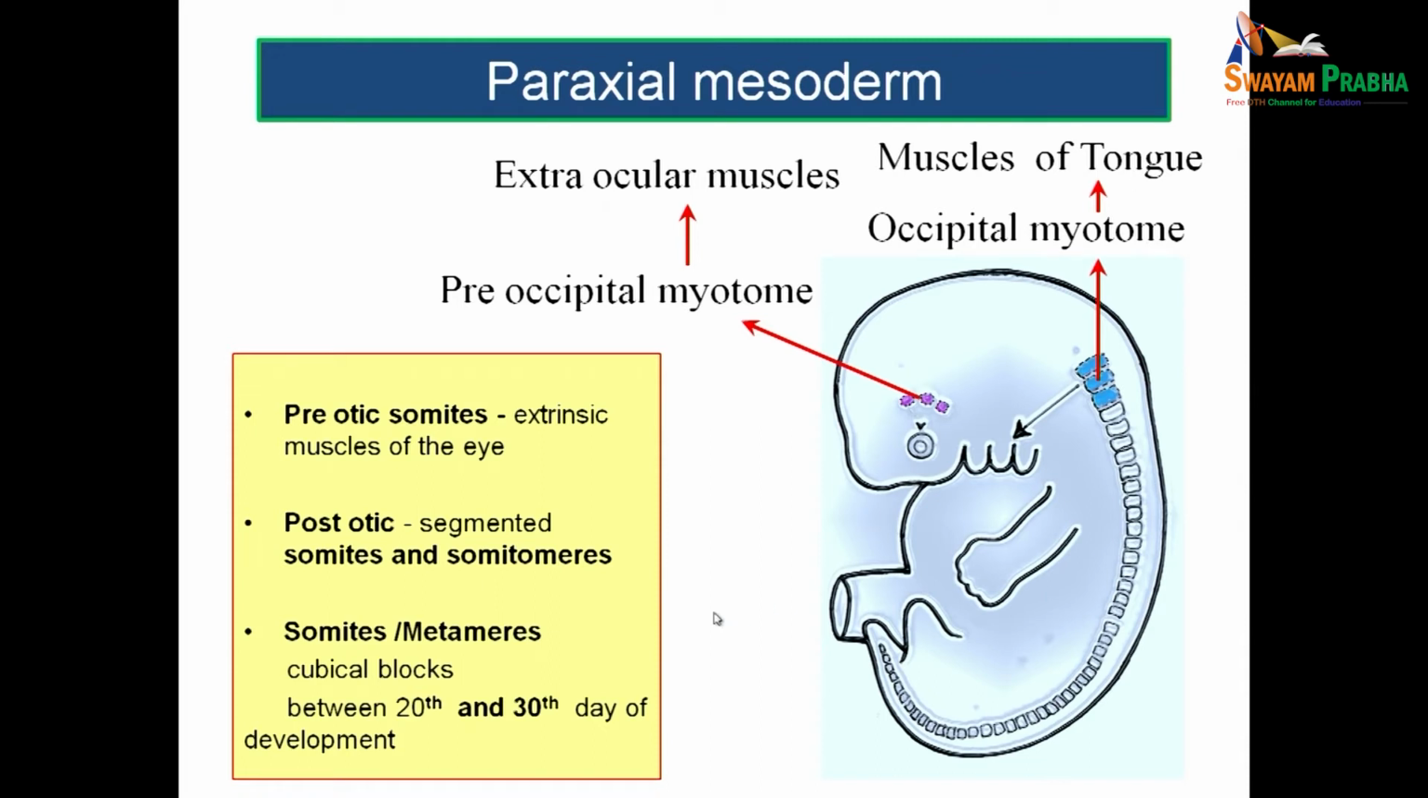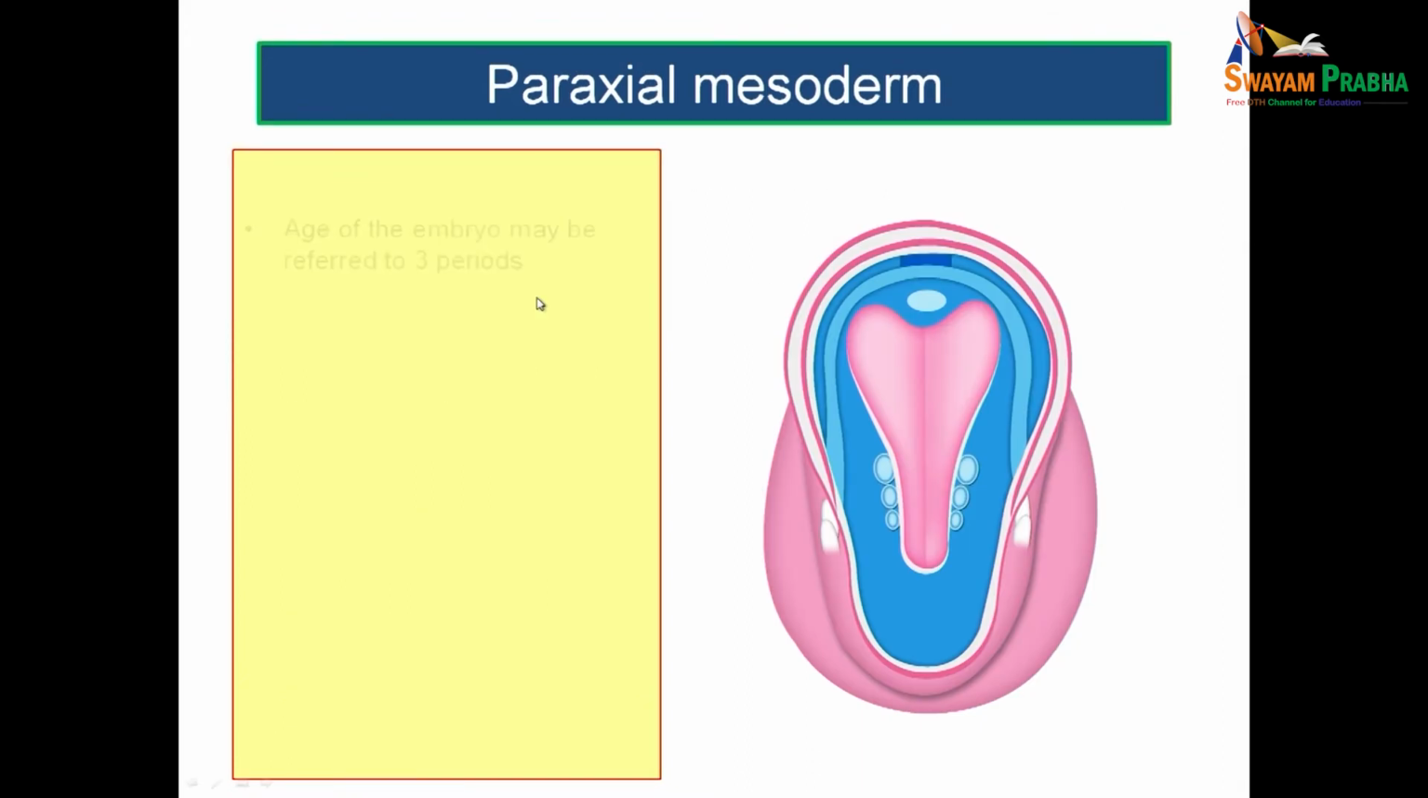They are known as somites and somitomeres. Actually, these somites are cubical blocks. You can see they are arranged in the form of cubes. They are cubical blocks, and they develop between 20th and 30th day of intrauterine period. So, these are the derivatives of the paraxial mesoderm.